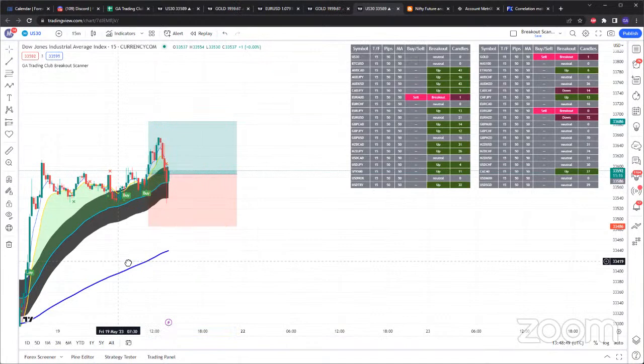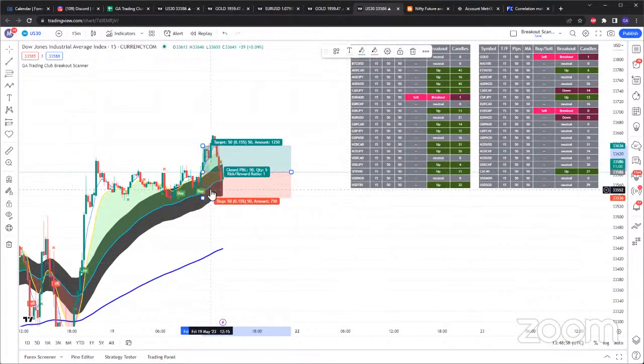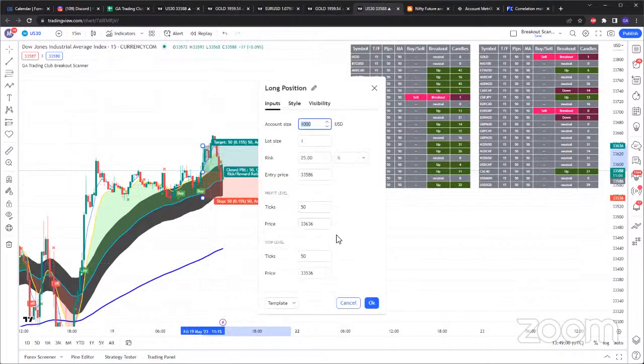The reason I took this buy was, give me one second, let me see something. What if I went for 50? I know it could have hit, but I want to see how far my stop loss would have been. Yeah, I want my stop loss to be below that zone to the bottom.